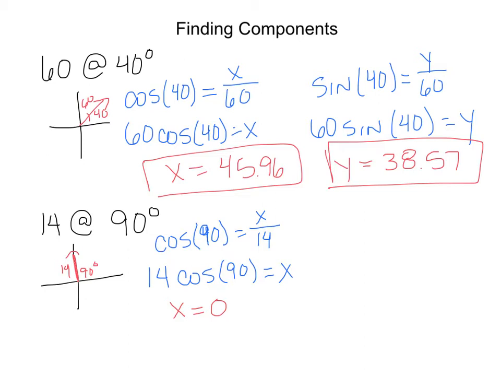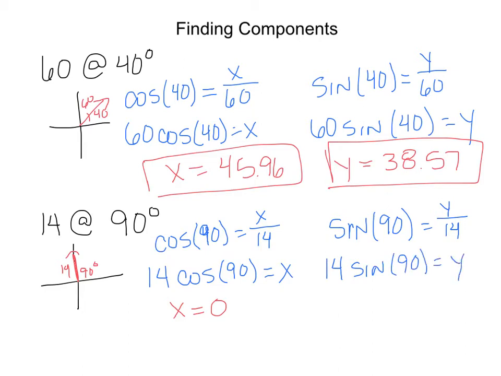So we're going to find the sine of 90, which is the y component, over the magnitude. Multiply using our algebra, and we'll have 14 times the sine of 90 equals y. Again, if you are savvy, you already know what that thing is. If not, we'll utilize our calculator, and we can get that the y component is 14.